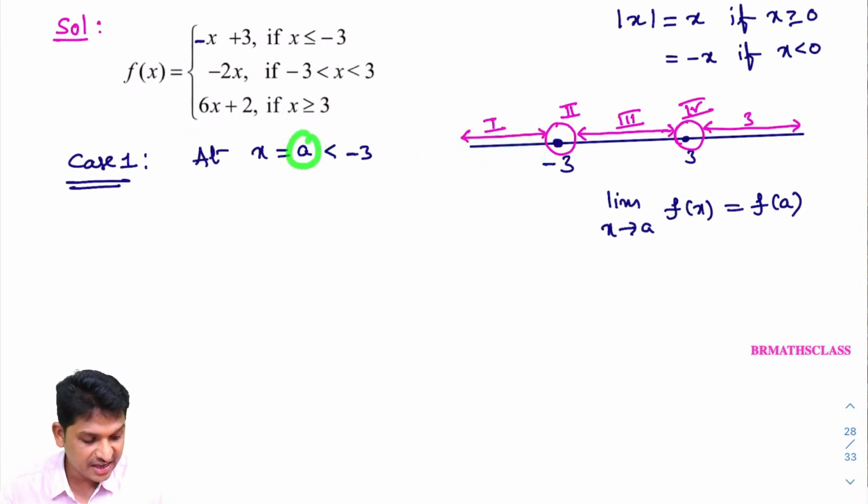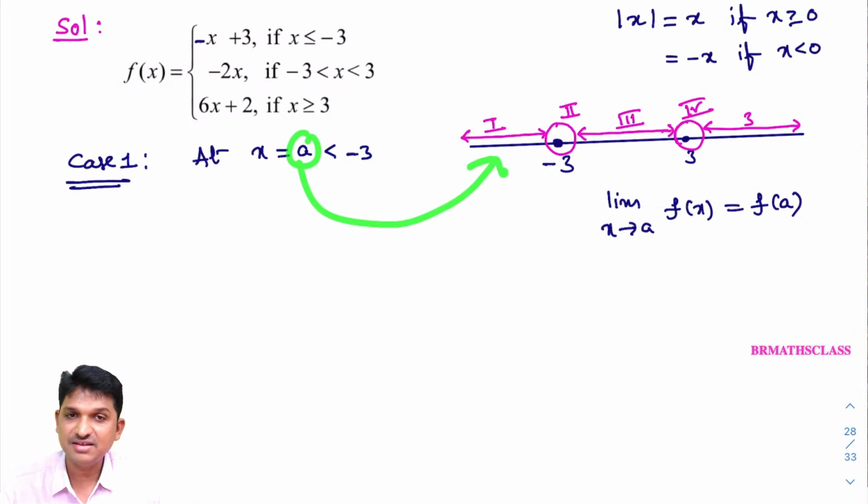That means, can I take this a value as minus 5? Yes, you can take it, minus 5 is in this zone. Can I take a value as minus 100? Yes, you can take it, because minus 100 is in this zone. Can I take a value as minus 1? No, you cannot take it. Minus 1 is not in this zone. So here a value is any number which is less than minus 3.